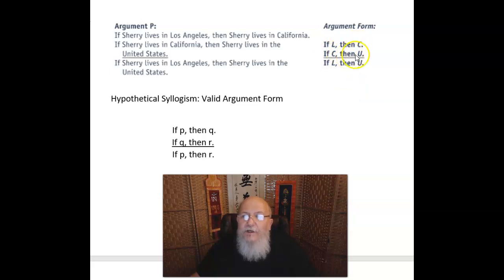If L, then C. If C, then U. Therefore, if L, then U. And this is called the hypothetical syllogism and is a valid argument form. If P, then Q. If Q, then R. Therefore, if P, then R. Any substitution instance of this will be valid.